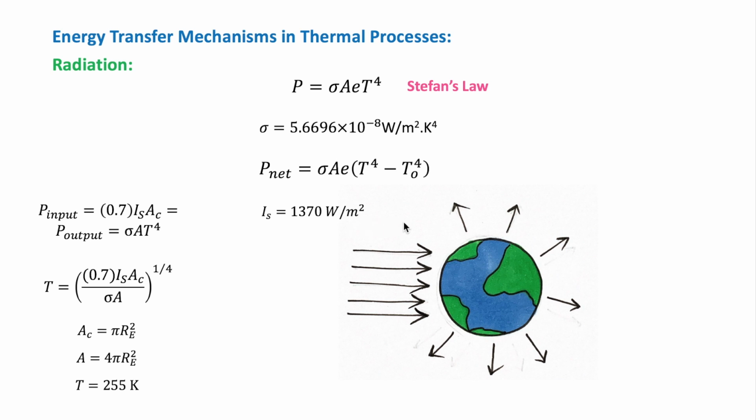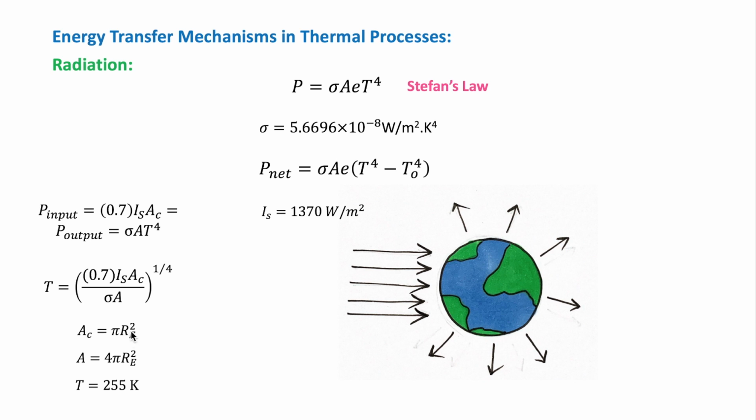Some of this energy is reflected back and the other is absorbed by the atmosphere and then re-radiated by the Earth. For Earth, only 70% of the incident radiation from the sun reaches the surface of the Earth. And so we may write that the power, or rate of energy transferred into the Earth's surface, P_input, is equal to 0.7 I_s A_c, and A_c is the circular cross-sectional area of the Earth, given by π times the radius of the Earth squared.